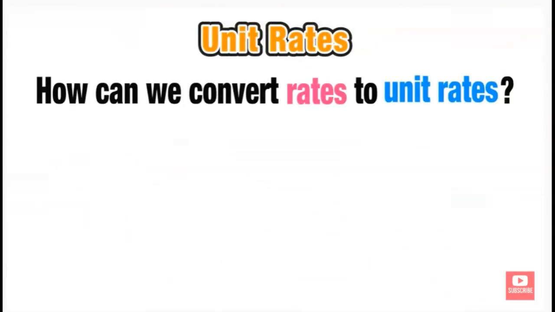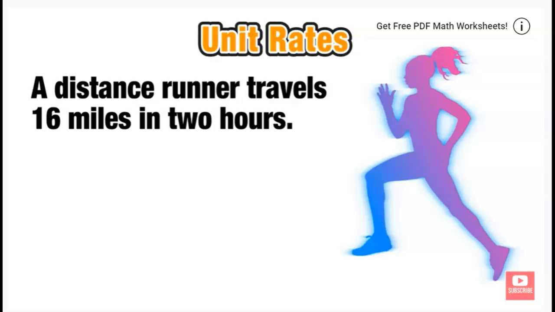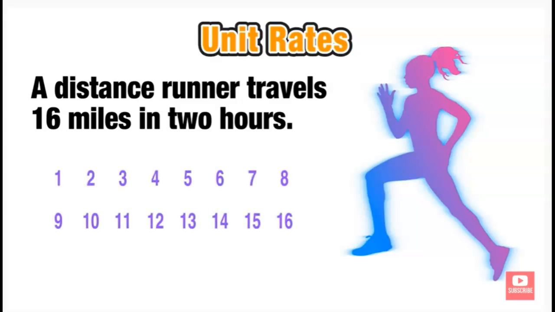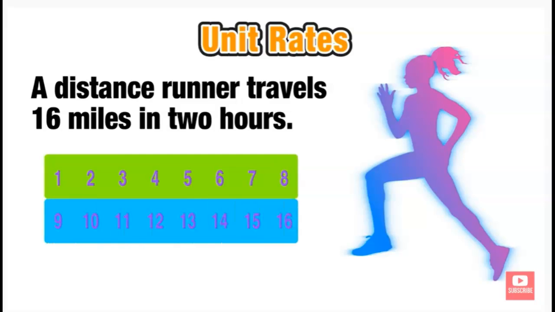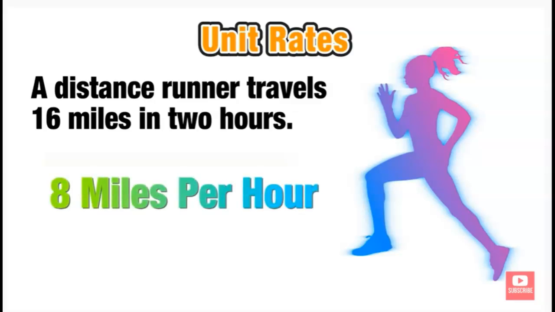So in this lesson, we want to explore how we can convert rates into unit rates. Let's start with an example of a distance runner who can travel 16 miles in 2 hours. If we lay out those 16 miles, we can see that in the first hour she can travel 8 miles, and in the second hour she can travel another 8 miles, since 16 divided by 2 is 8. We can conclude that the unit rate of her speed is 8 miles per hour, meaning that on average at that pace, she can travel 8 miles for every 1 hour of running.